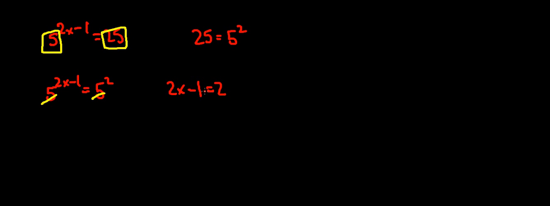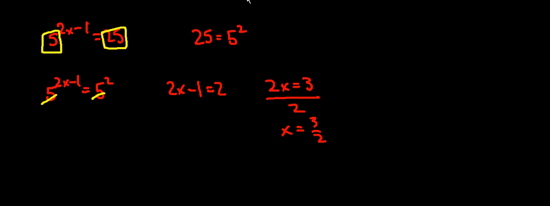In order for these two things to be equal to each other, the exponents must be equal. And now I can solve this like any other equation. I can add 1 to both sides. 2x is equal to 3, and divide out by 2. X is equal to 3 over 2.